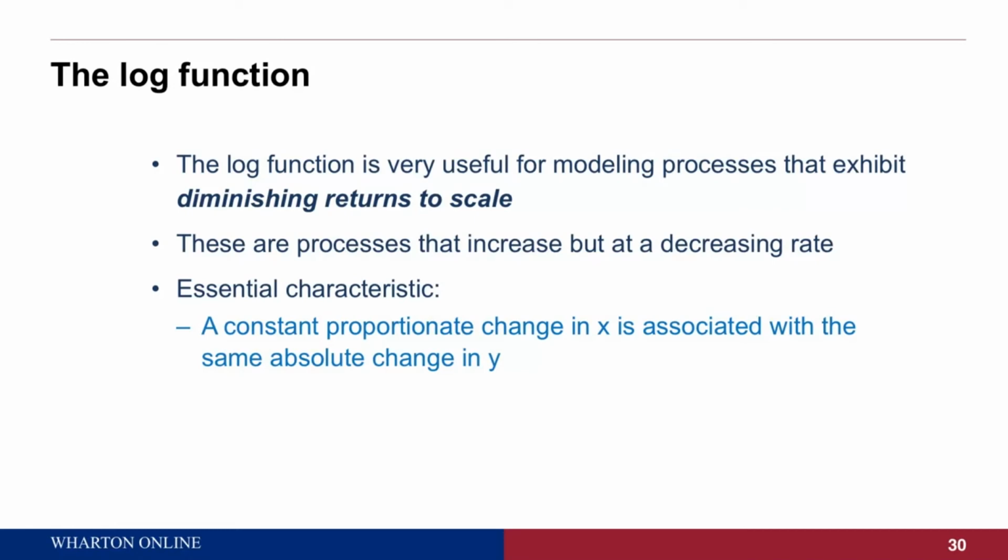So diminishing returns to scale says we're putting more into the process, but each time we put an extra thing into the process, yeah, we get more out, but not as much as we used to. And so you might think of diminishing returns to scale as you've cooked a big meal at Thanksgiving, and it needs to be cleaned up.